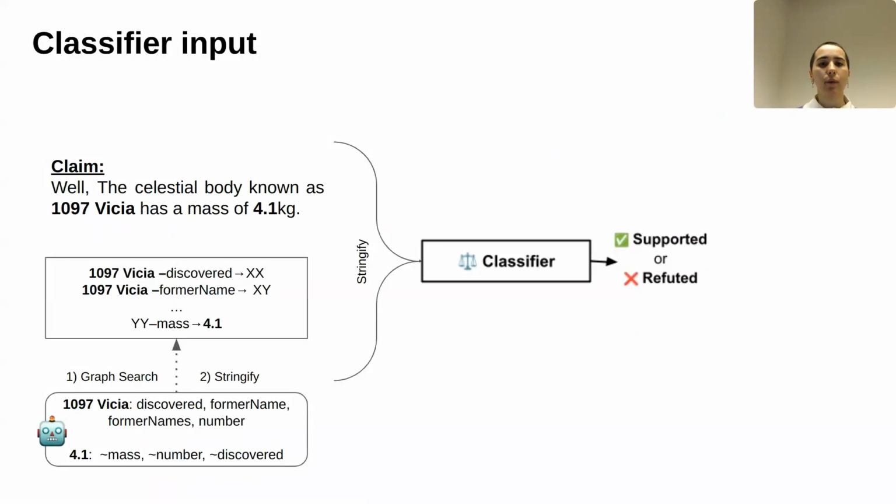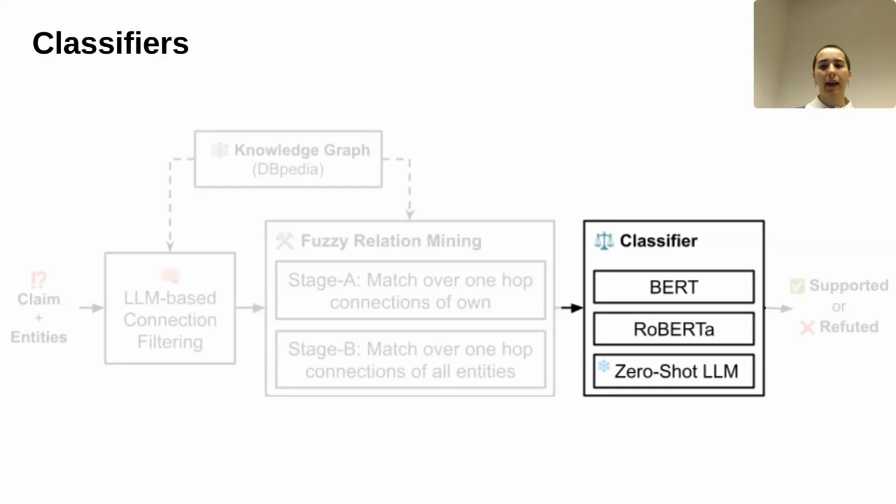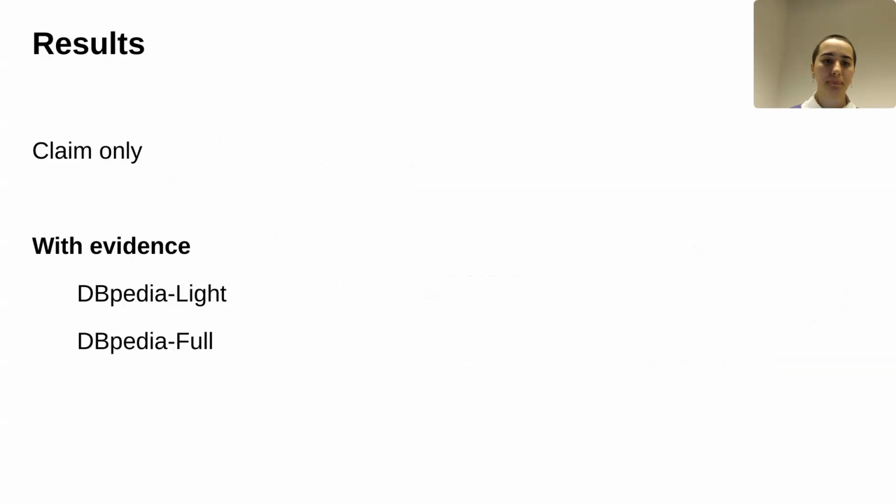Okay, now once we did this filtering of relations and we validated to make sure they exist in the graph, we have ended up with these subgraphs, which we simply turned into strings and combined together with the claim, passed it to a classifier, and we got our prediction. And for the classifiers, we used three different versions. We used BERT and RoBERTa, but also a zero-shot LLM.